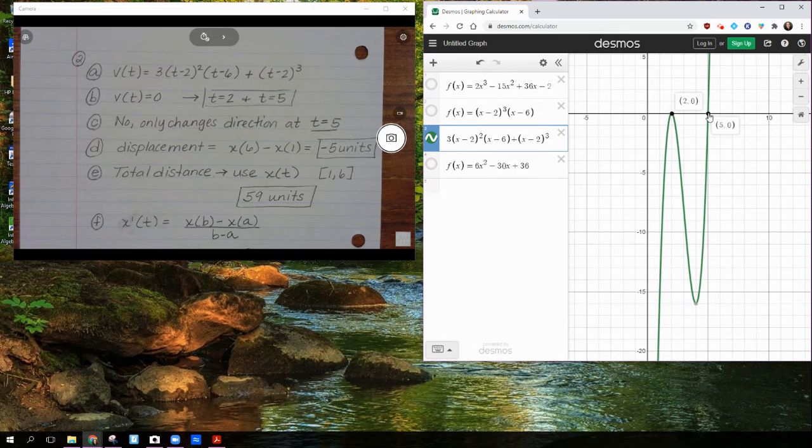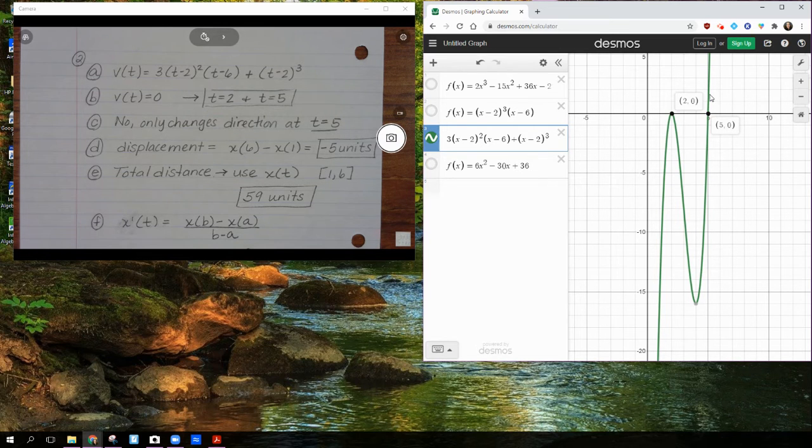Now, at t equals 5, remember, this is a velocity graph. You are looking at velocity, not position. Down here, the velocity values are negative. Now they're positive. So since the graph changed from negative y values to positive y values, the particle changed direction. So it only changes direction at t equals 5.